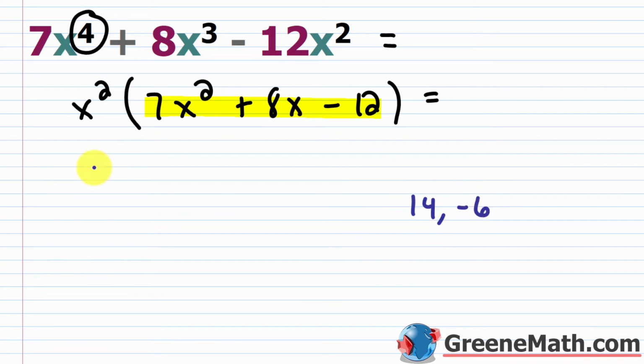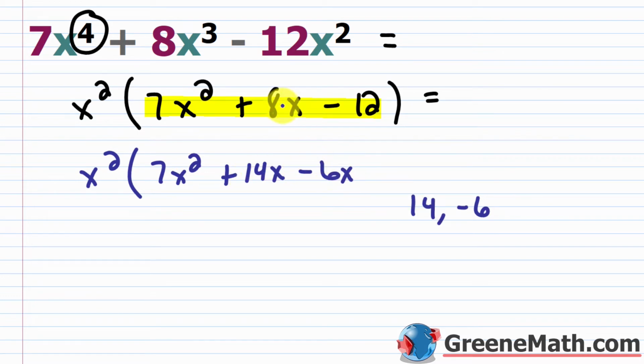So again, all I'm doing, let me put this x squared out in front. I'm using these two integers to rewrite this middle term. So I have 7x squared, and then I'll go plus 14x, and then I'll go minus 6x. Again, if I combine like terms, I'm back to the 8x, and then minus 12. Okay, so that's all you have to do. Once you've got this part done, it's just some simple factoring by grouping.